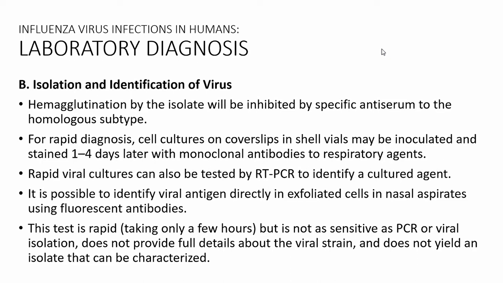It is also possible to identify viral antigen directly in exfoliated cells in nasal aspirates using fluorescent antibodies. This test is rapid but is not as sensitive as PCR or viral isolation. It does not provide full details about the viral strain and does not yield an isolate that can be characterized.